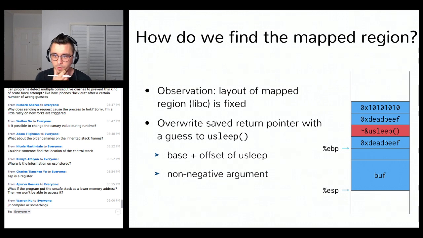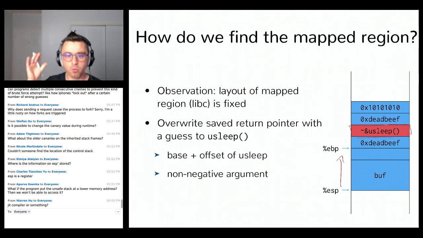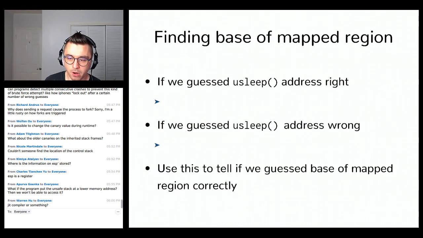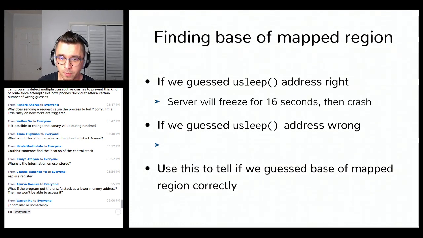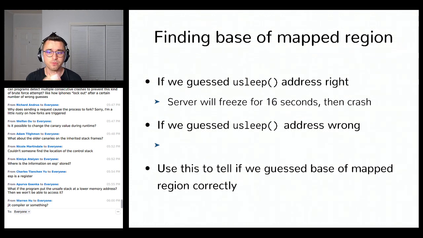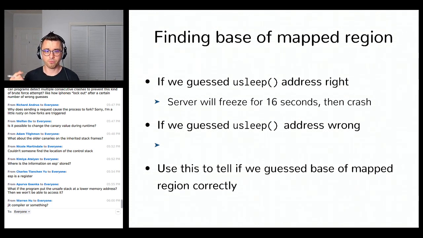How are we going to do this? Well, we're going to overflow our buffer with a bunch of stuff, and ideally what we'd like to do is try to figure out where usleep is. So we're going to give an address that points to somewhere near usleep. Now, if we guessed the address of usleep right, then what we know is that the server will freeze for like 16 seconds because of the additional arguments that we pass to usleep. So we know that the server will freeze for a little bit. It's sleeping, and then it will crash.